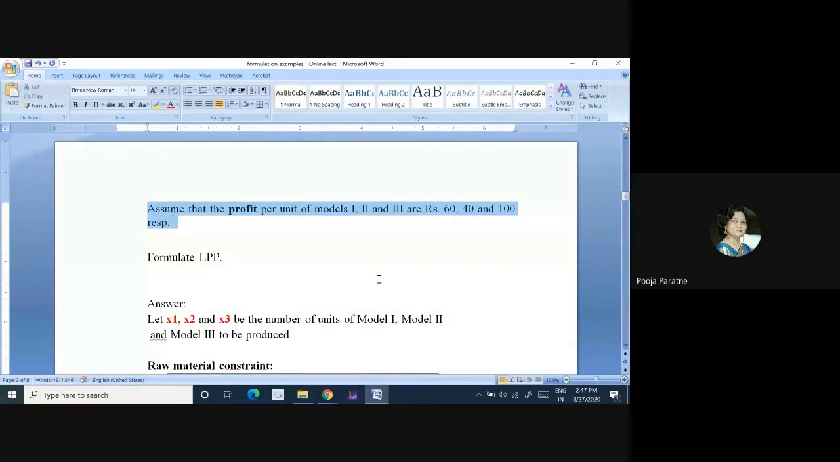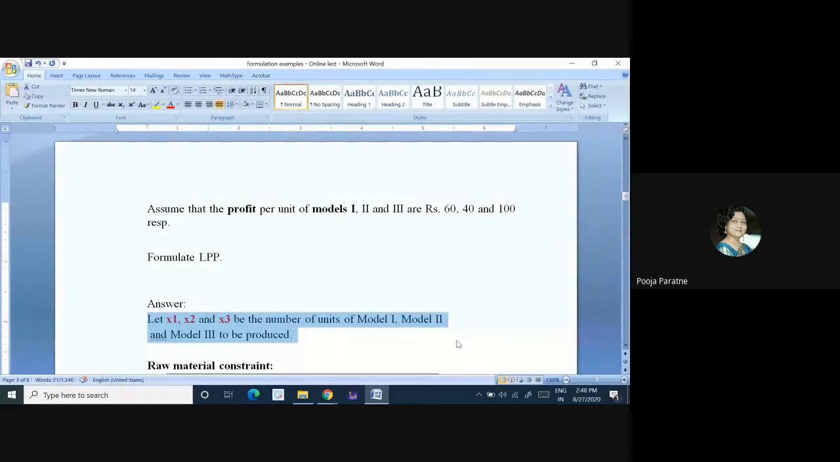If you observe this line, the profit per unit of models 1, 2 and 3, it means 1 unit of model 1 gives me rupees 60 profit. Means on the sale of 1 unit of model 1, I will get rupees 60 as profit. So obviously let x1 be the number of units of model 1, similarly x2 be the number of units of model 2 and x3 be the number of units of model 3 to be produced. So these are my variables.